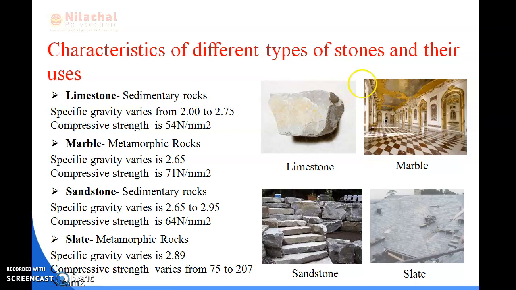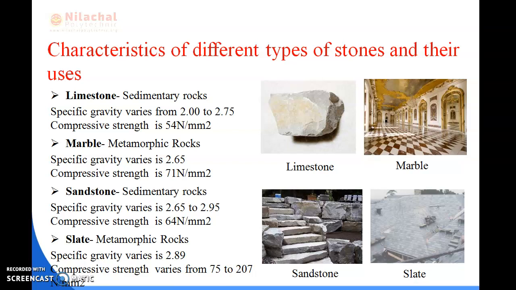Next is marble. You can see here the diagram of marble. Marble is known as metamorphic rocks, and its specific gravity is 2.65, and its compressive strength is 71 Newton per millimeter square. We use the marble in our different floors, and for facing work, columns, steps.